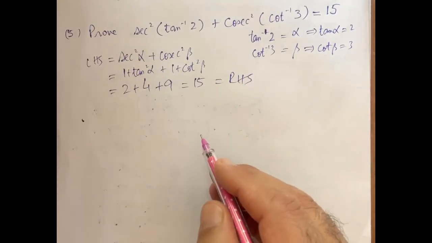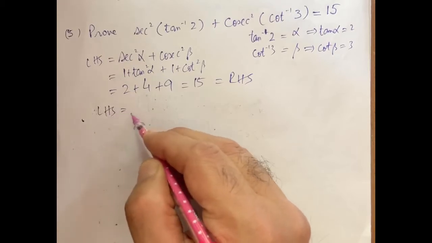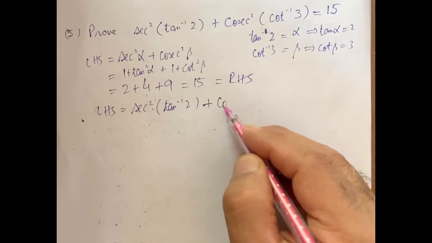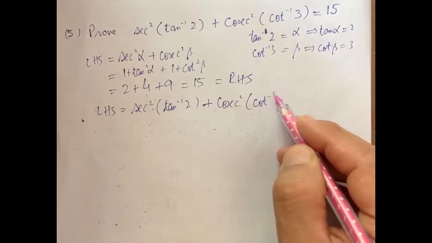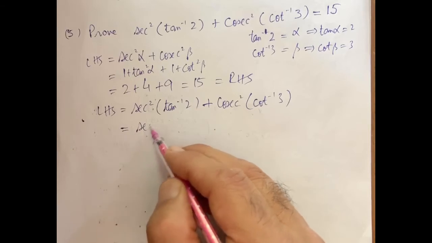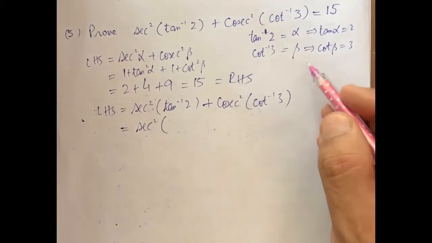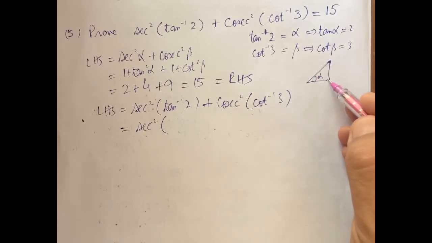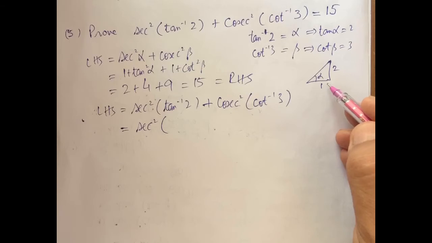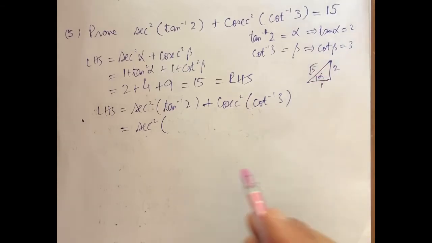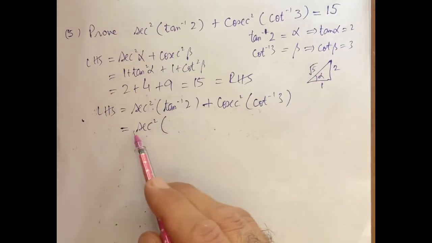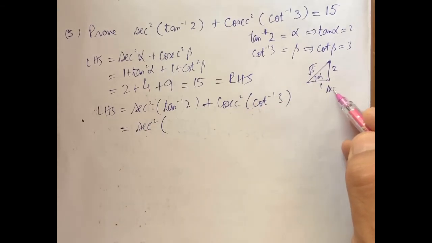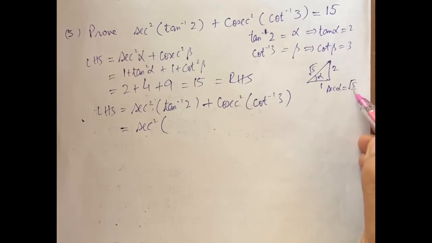Another way to solve the same question is that we write left hand side as secant square of tan inverse of 2 plus cosecant square of cot inverse of 3. This is secant square of, now tan inverse of 2 is alpha. We draw a triangle in which tan of alpha is 2, that is perpendicular to base, and this will be root of 5. So tan inverse of 2, we have to change this to secant inverse. So tan of alpha is 2, so secant of alpha is root 5 upon 1.